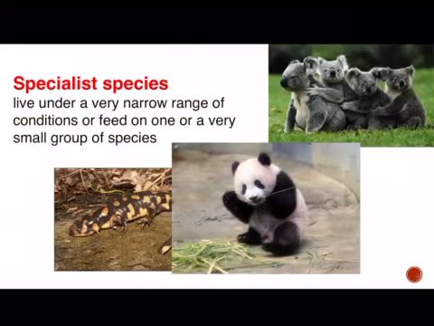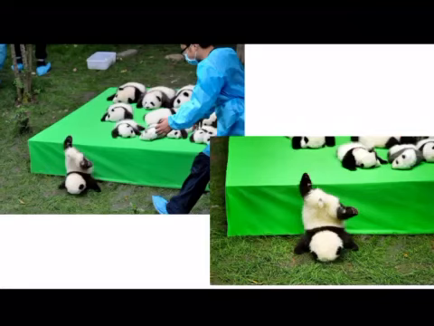Whereas a specialist species has a very narrow range of tolerance or range of conditions, like our panda and koala here, they feed on a very small group of species. And just because pandas are the cutest, for your viewing pleasure.